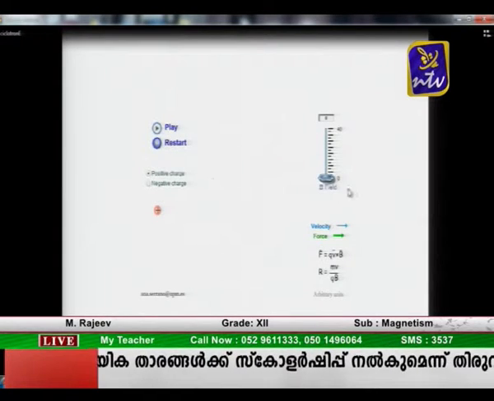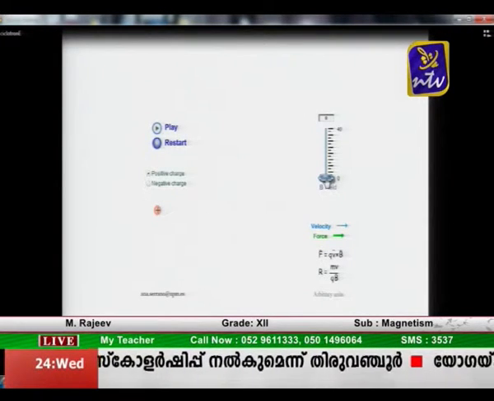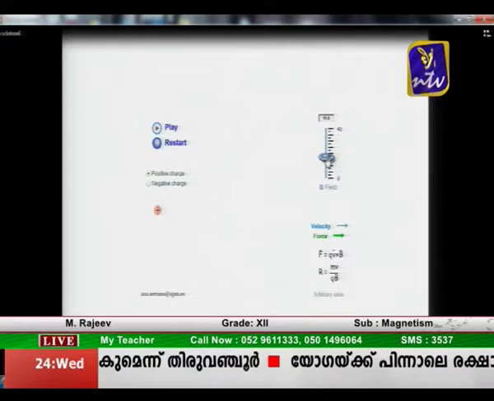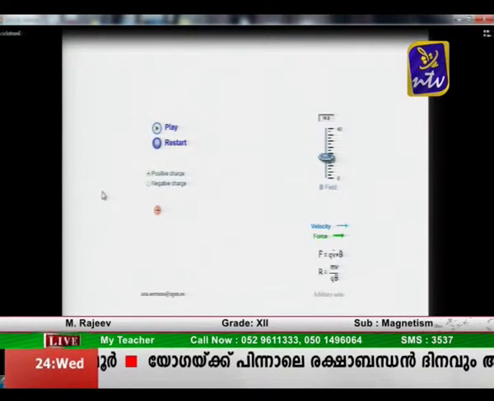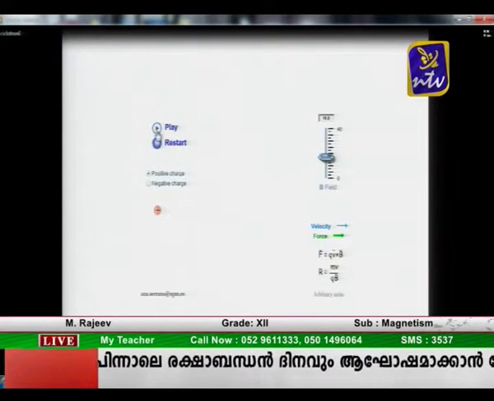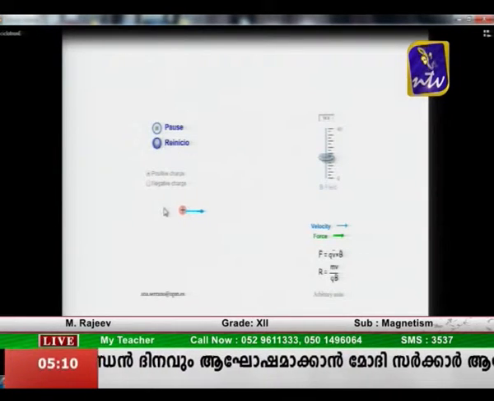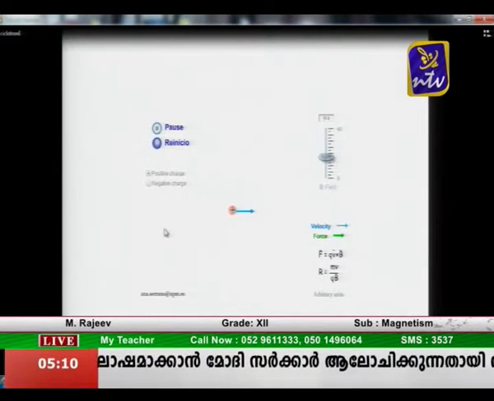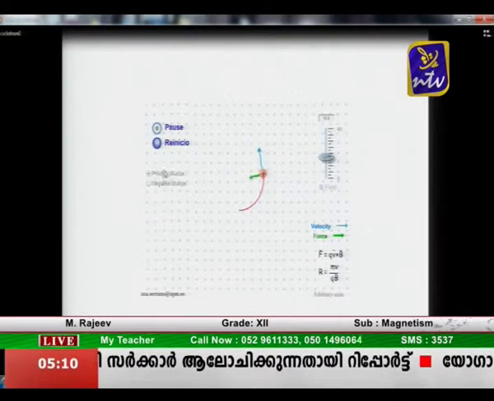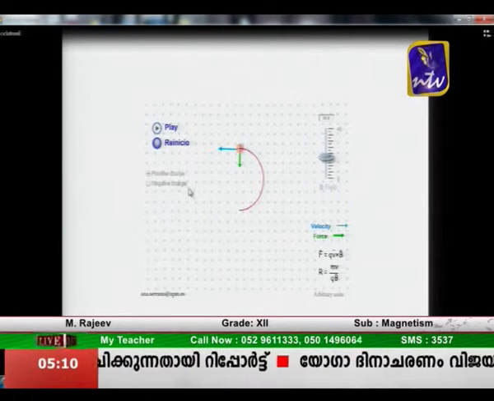Now, again, I am going to introduce a magnetic field. You can see this. Some amount of magnetic field I am introducing here. Now the particle is moving. Just look at what is happening. Just carefully watch this. A positive charge particle is moving. I'll just pause it.